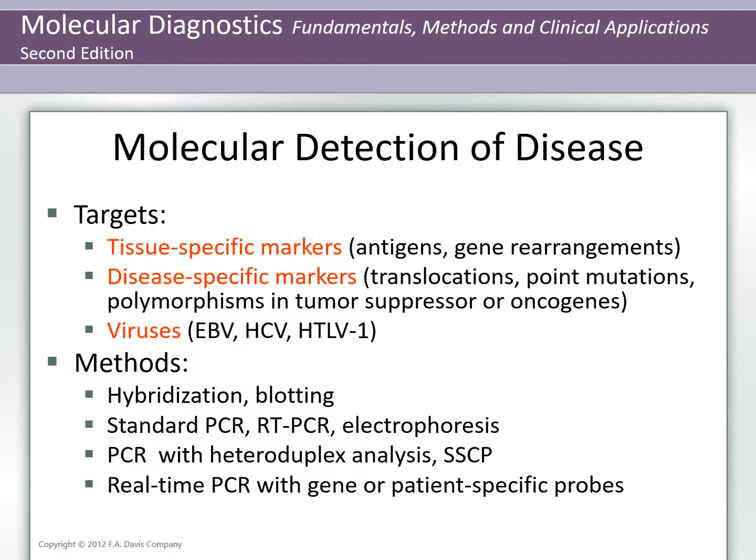Disease-specific markers, such as tumor-specific genes, are not expressed on normal cells and are more definitive with respect to the presence of a tumor. Specific targets include translocations, point mutations, and polymorphisms in tumor suppressor or oncogenes. Viruses are similar targets to the disease-specific targets, in which they have a more definitive result indicating infection with the virus has occurred. Methods for detection of the various diseases include hybridization, the different blotting methodologies, standard PCR, RT-PCR, electrophoresis, PCR with heteroduplex analysis, SSCP, and real-time PCR with gene or patient-specific probes.